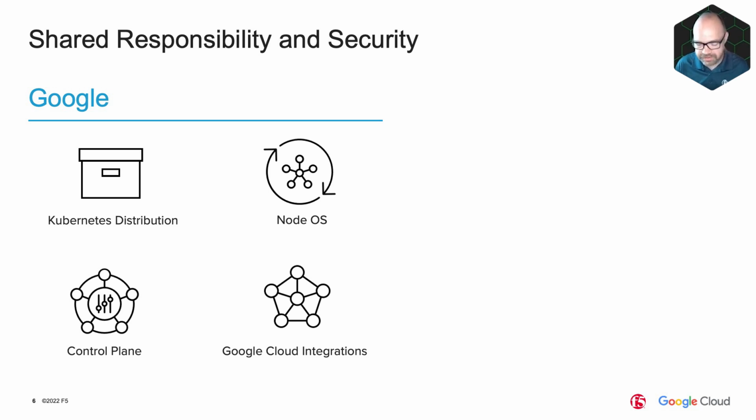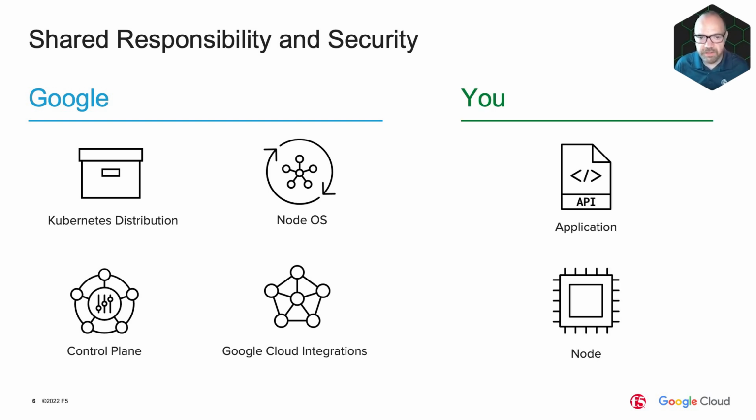The actual operating system that's running on the compute nodes is a secured, container optimized operating system, again, to give you the best possible baseline security. And obviously they integrate with the rest of Google Cloud for things like authorization, authentication, and logging. So they give you a really solid, really good security foundation. But there's quite a lot of it that's down to you. And that's basically the application and the node.